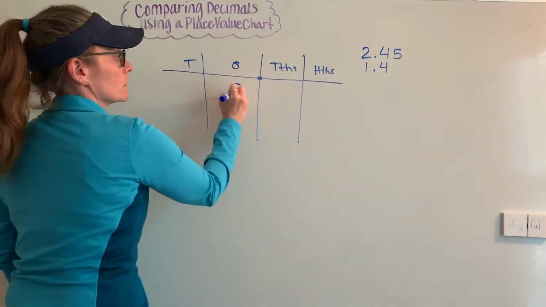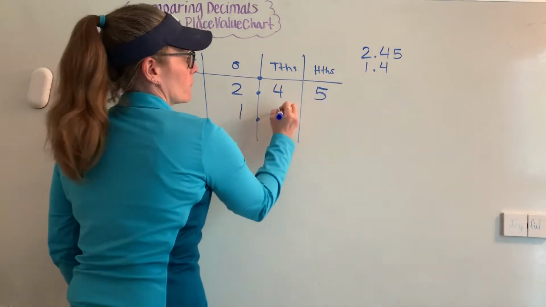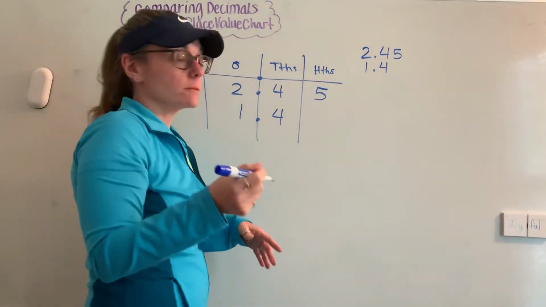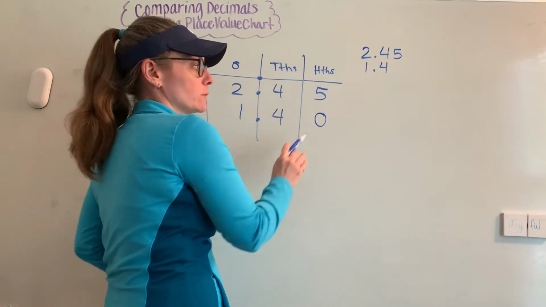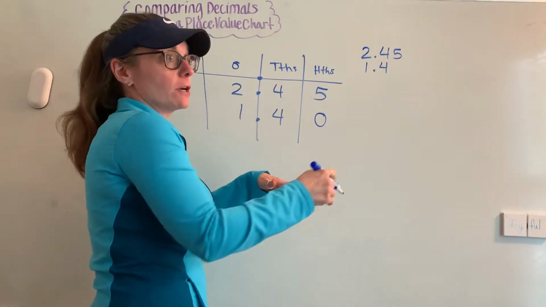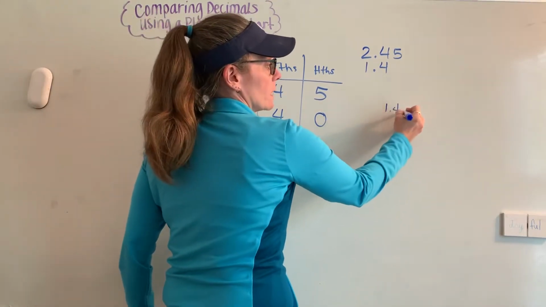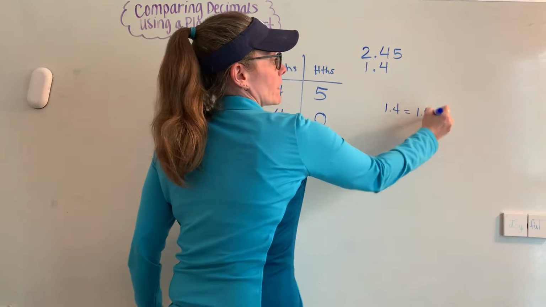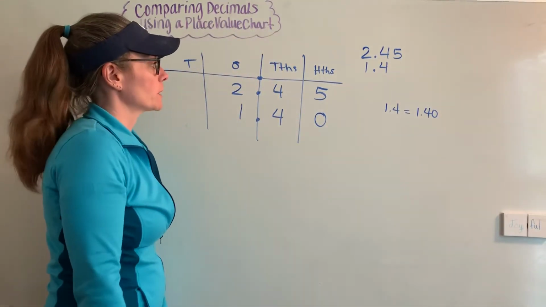So my first number is 2 and 45/100. Second number is 1 and 4/10. One thing that you can do to help organize your information is you can add zeros to the end of your numbers, because a 0 doesn't change the value of the number. 1 and 4/10 is the same as 1 and 40/100. Okay, and that will help organize your information a little bit.